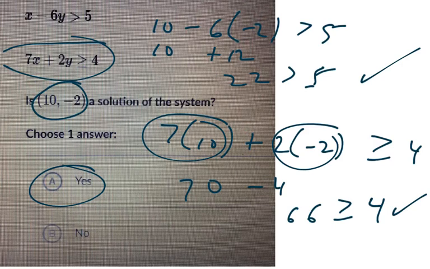So what you're learning, guys, is you've got to plug it into both parts of the system. It's got to work for both inequalities in the system. If there were 3 inequalities, you'd have to plug it into all 3 of them, and it has to work for all 3. In this case, we have 2 inequalities. Both of them have to work. It's that simple. All right, let's do one more.